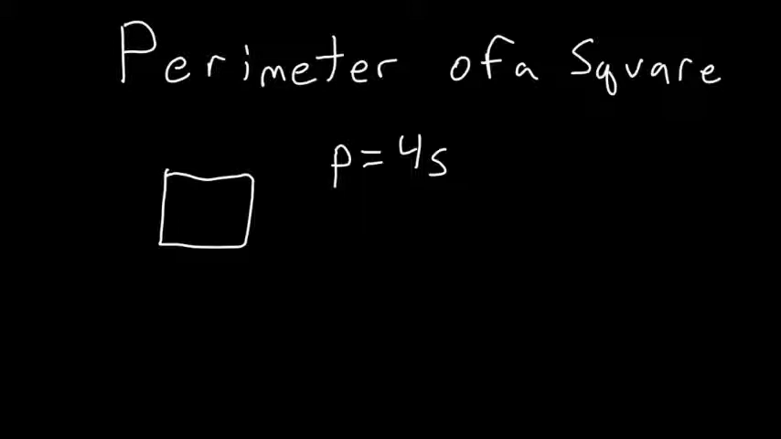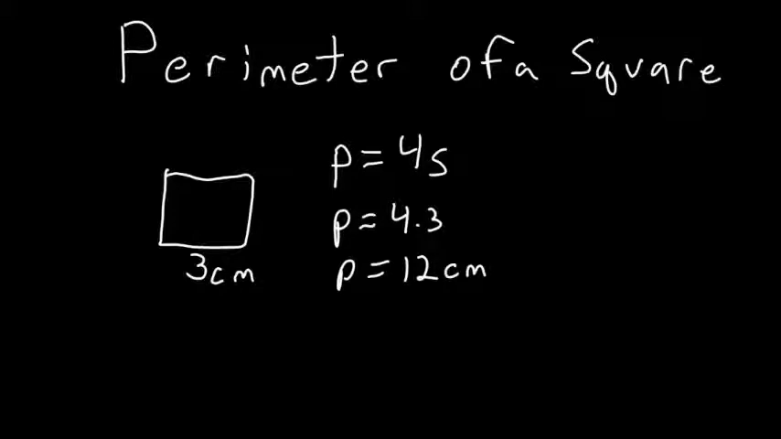So say your side length of the square is 3. Your perimeter would equal 4 times 3. So your perimeter equals 12. So let's go ahead and give this units too. So let's say it's centimeters, so your perimeter would also be centimeters.